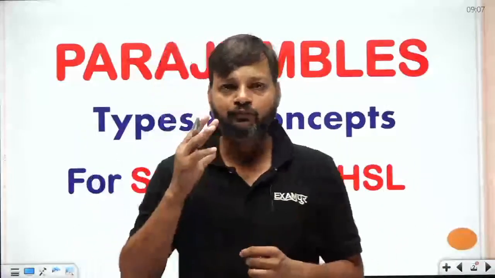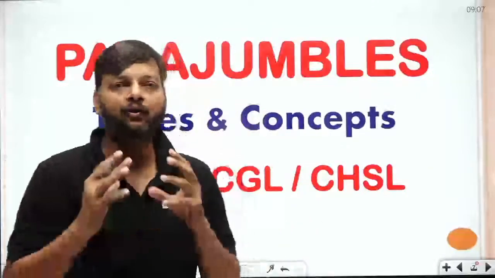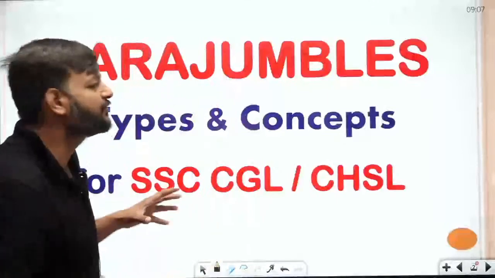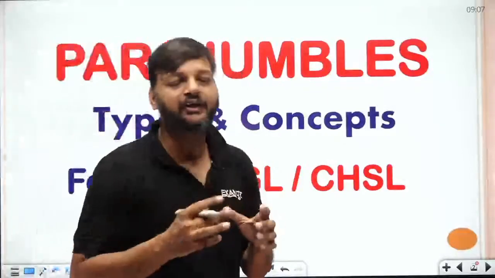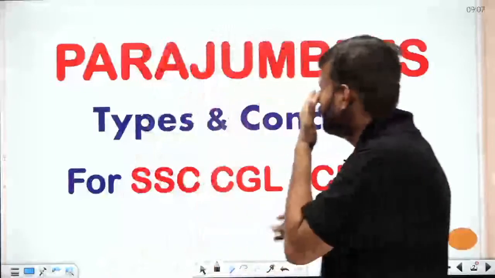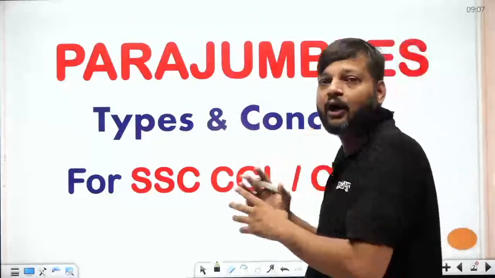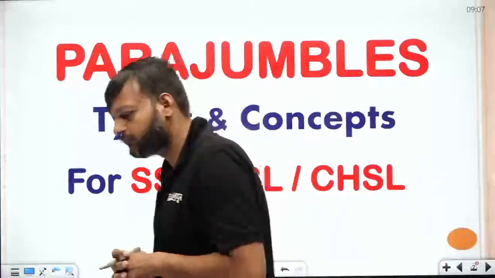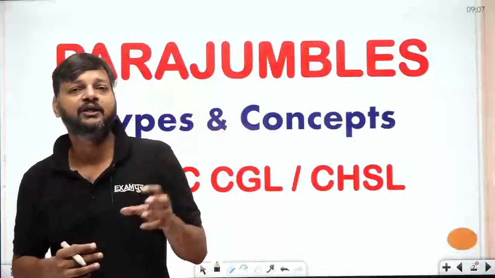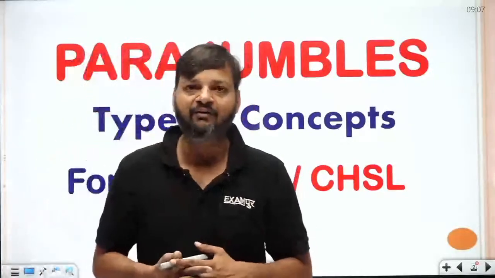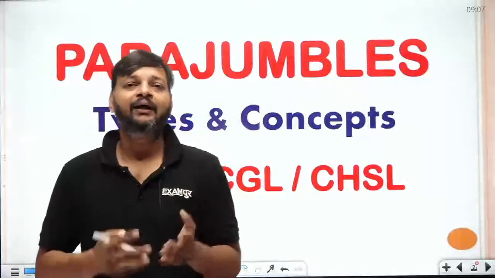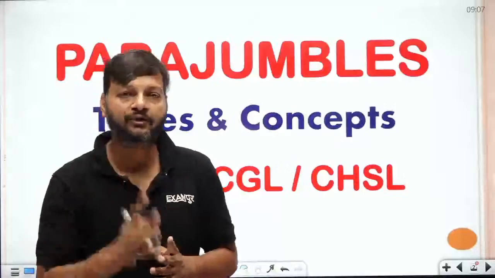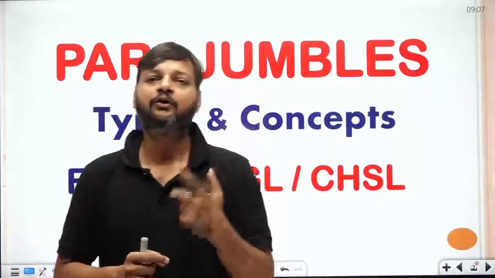So to master the tricks, to master the concept of Parajumble is very necessary if you want to score well, because Parajumbles are considered the most scoring section. Once you learn the trick how to solve a Parajumble, it becomes very easy and also very scoring. If we talk about CGL Tier 1, there are two questions of Parajumble which may give you 4 marks, and in Tier 2 there are around 15 to 20 questions which will give you 20 marks, because there is 1 mark per question in Tier 2.